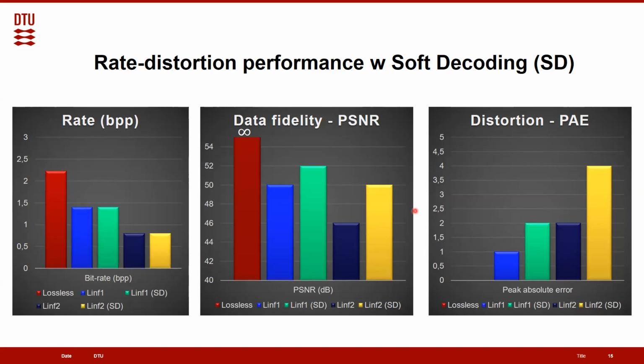Okay, if we now look at the performance measures again, the rate doesn't change because it's only the decoder we're changing. We can see the green and yellow are the soft decoded, reconstructed using the network, and we see that they increase relative to just the straightforward decoding out of the near lossless coder.